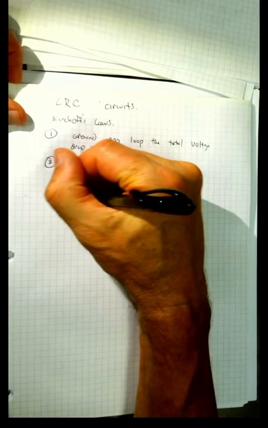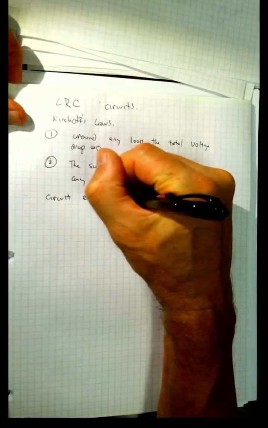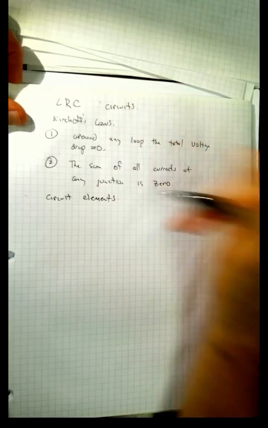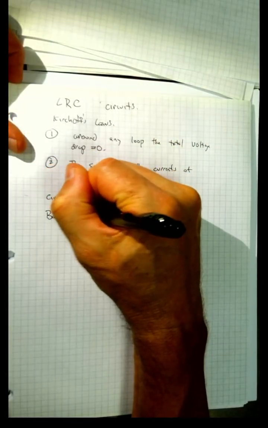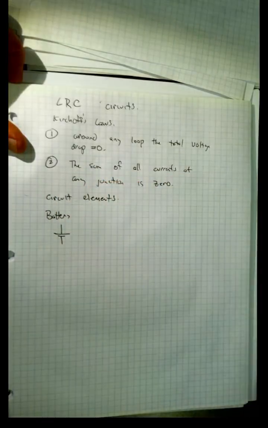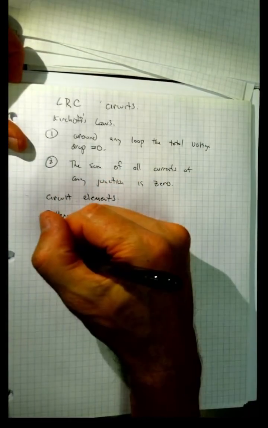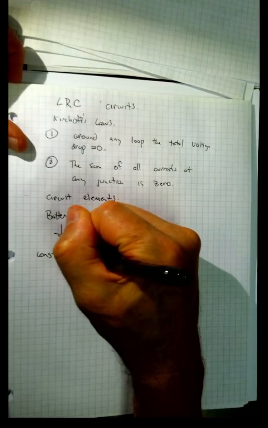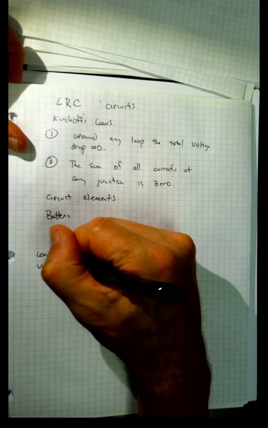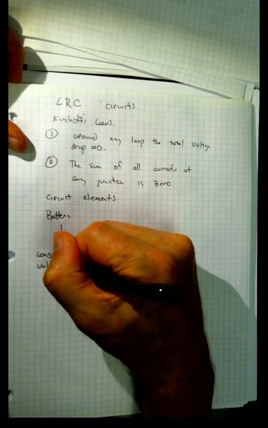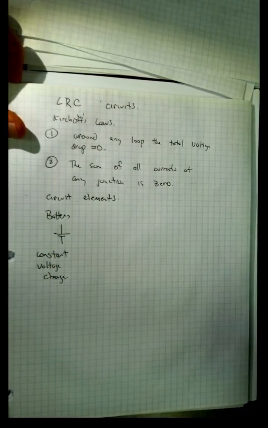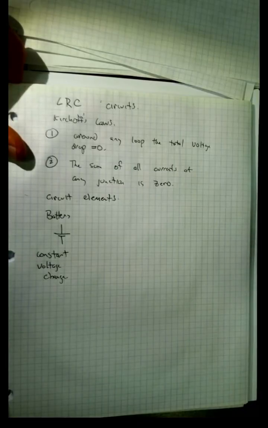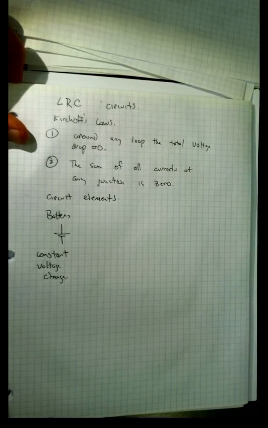Okay, and we're going to work with a couple different circuit elements. So these symbols are going to be important. First symbol is for a battery. Right? And across a battery, there's going to be a constant voltage change. And that's going to be in volts. So if you have a 3-volt battery, if you go across that battery, you're going to have a constant in time 3-volt change in the potential.